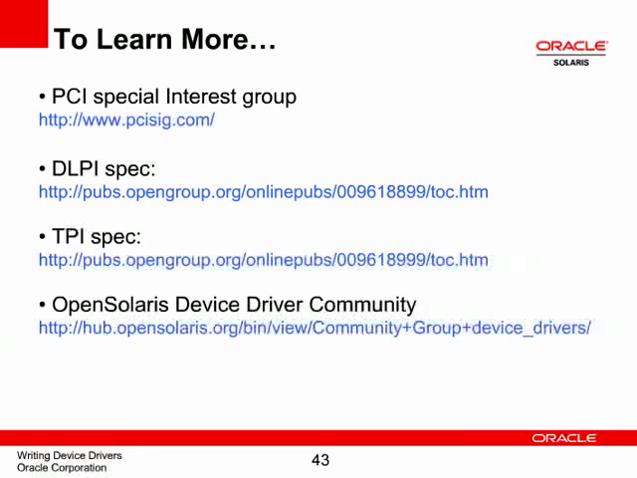Here's a pointer to the DLPI spec if you're writing a network device driver, and the TPI spec. Both of those go together. Here's a handy place to go look at source code and to get additional information. The OpenSolaris device driver community is still fairly active. There are a lot of people in the community there, and a lot of legacy material there that can be very useful. You might take a look at that.